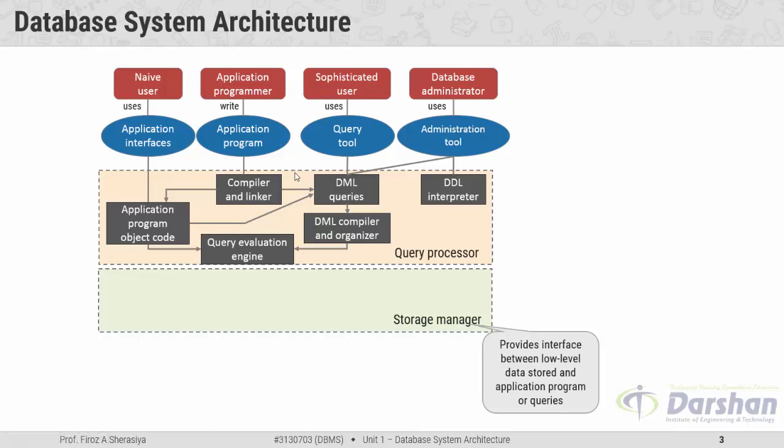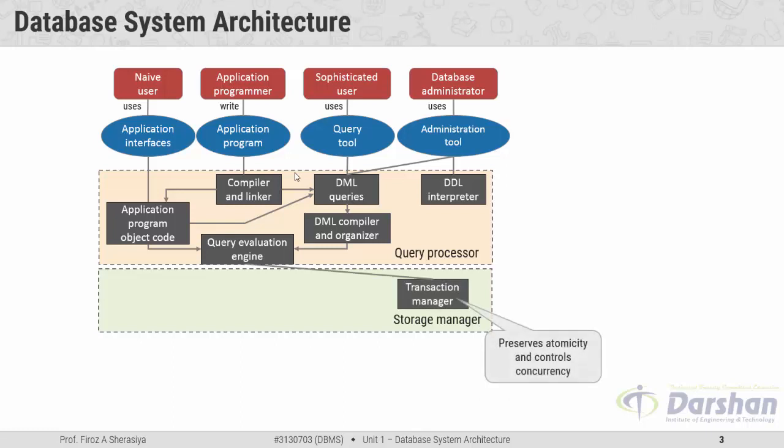Now let us see the different components of the storage manager. First one is the transaction manager. This transaction manager will preserve atomicity and control concurrency. We have already discussed what atomicity is. Atomicity means your transaction will execute either 0% or 100%, and this atomicity is preserved by the transaction manager. And concurrency control means when more than one user can access your database, at that time the transaction manager will control that concurrency.